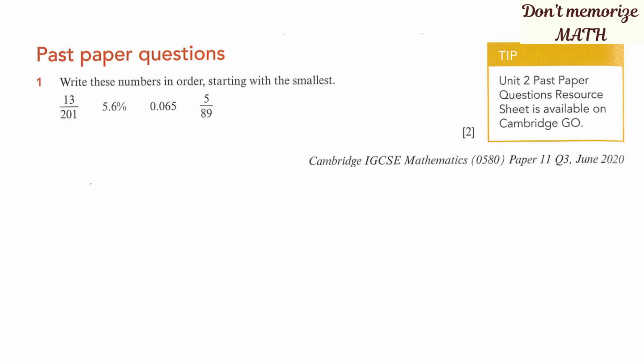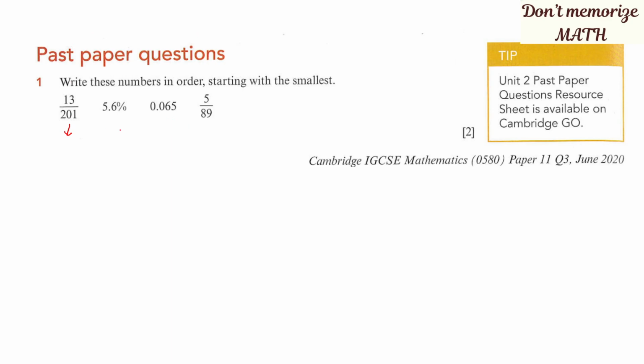Write these numbers in order starting with the smallest. So take your calculator and find out the decimal. It is better because you can see 201 and 89 we can make maybe, but it will take time to make the denominator same, right? So it's better to change each of them to decimal and find out the smallest first.